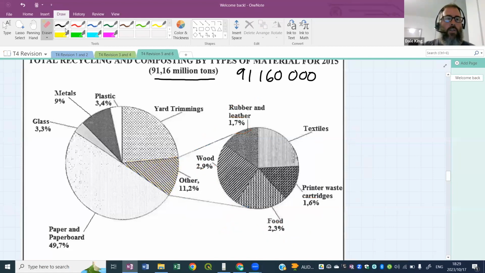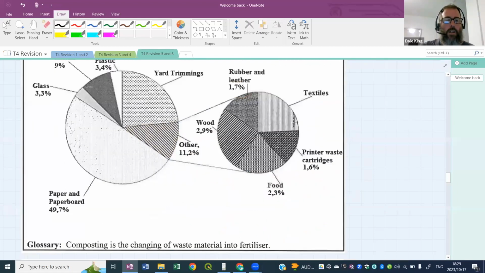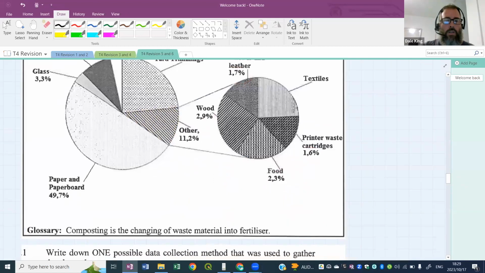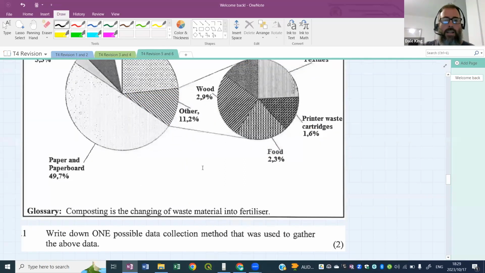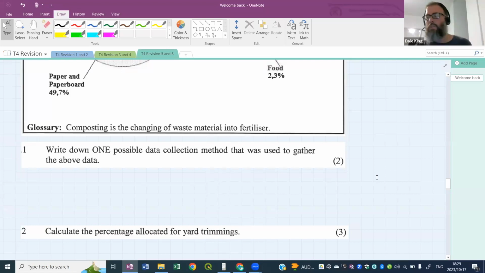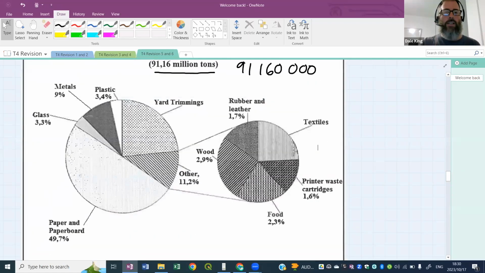Okay, so let's have a look at the questions now. Glossary: composting is the changing of words. All right, we know that. Question 1: Write down one possible data collection method that was used to gather the above data. Now this goes back to the data cycle, right? You've got to pose a question or come up with a problem. Then you've got to find a way to collect data about that. I'm not going to tell you how you collect data. What data collection method could have been used to get this data?